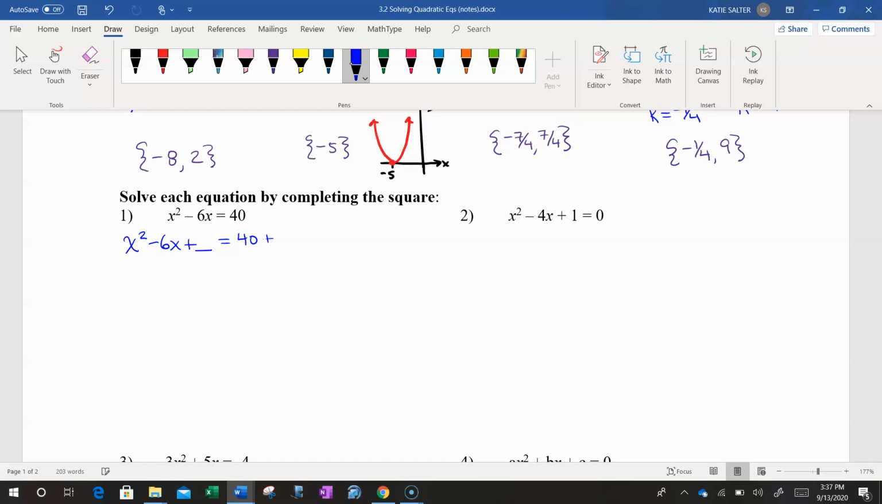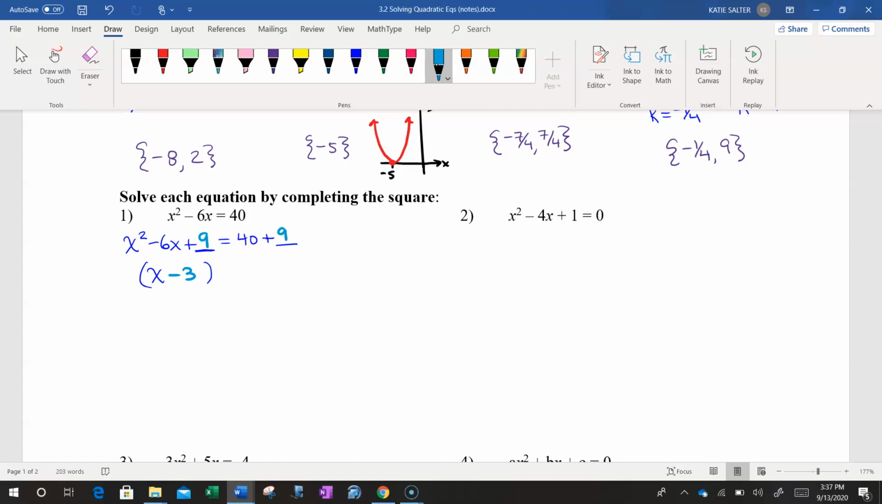squared. So what I'm going to do is go ahead and set this up, and because we're going to add something to make this a perfect square trinomial, what we do to one side we must do to the other. So I'm going to add these blanks on both sides. All right, then what we do is we take half the coefficient of the linear term. Half of negative 6 ends up being negative 3. We then square it and put it back. So negative 3 squared is positive 9.